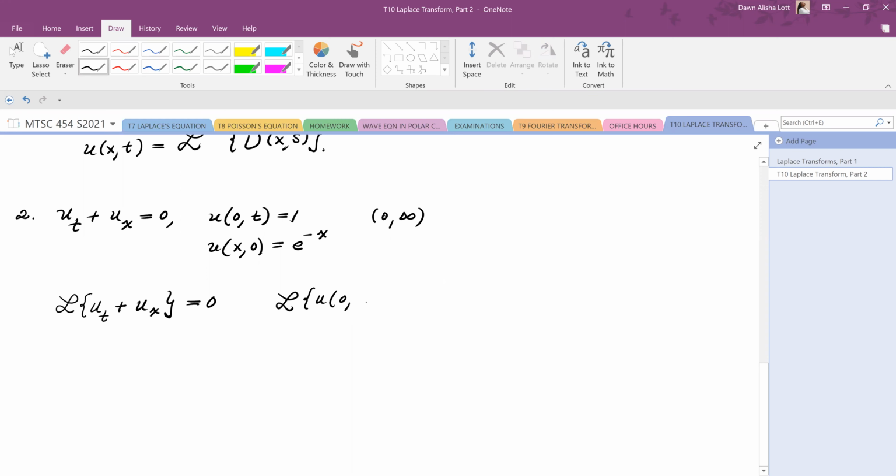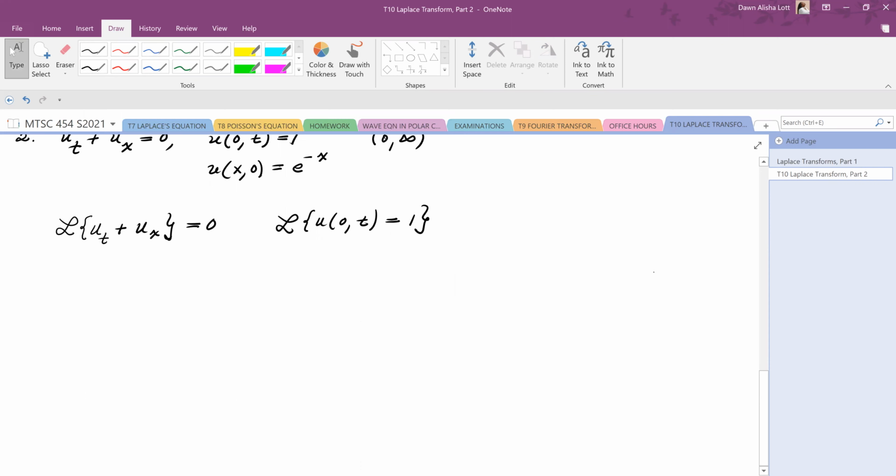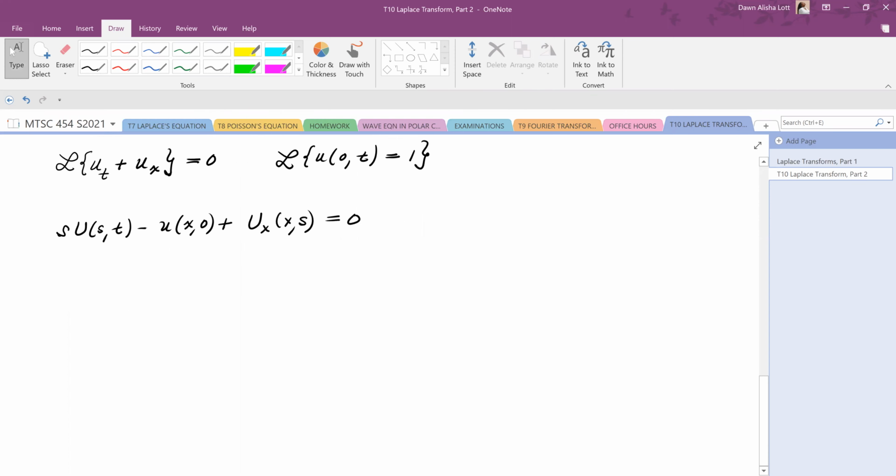All right, so the Laplace transform of u sub t is going to be s capital U of x and s minus little u of x and 0. And then it's going to be plus capital U sub x of x and s is equal to 0. So now u of x and 0 is the exponential. So that's where that's going to come in.